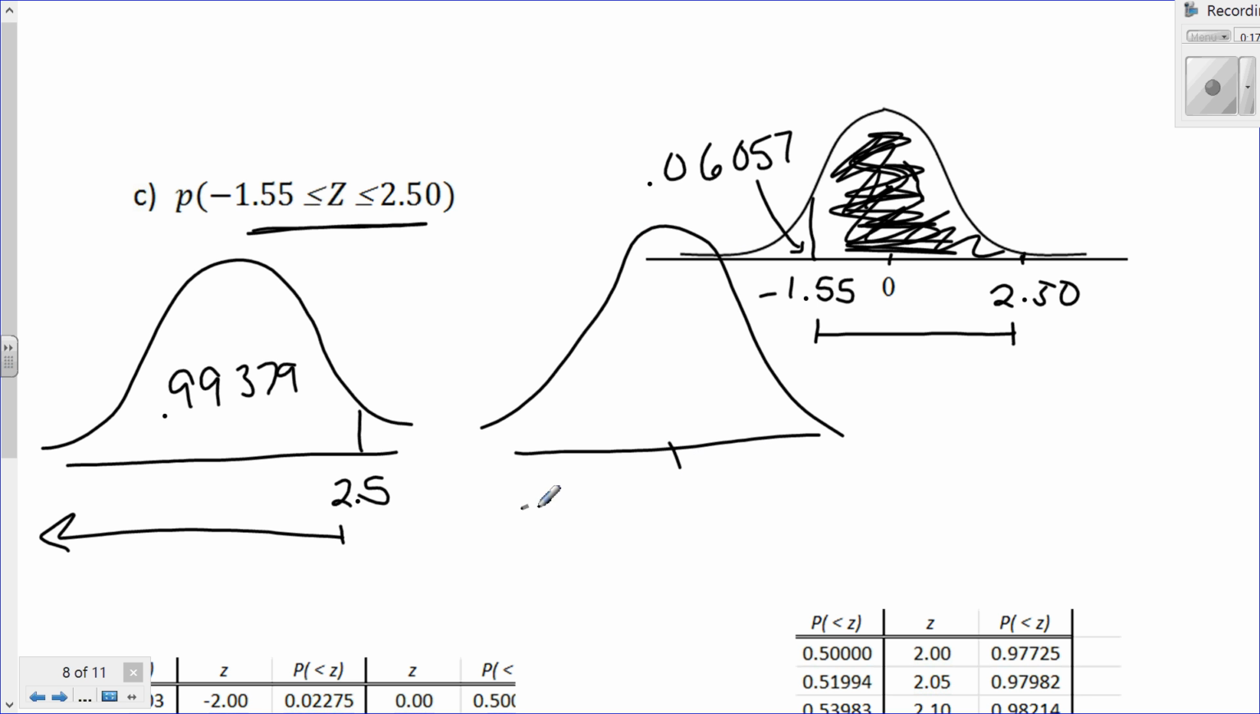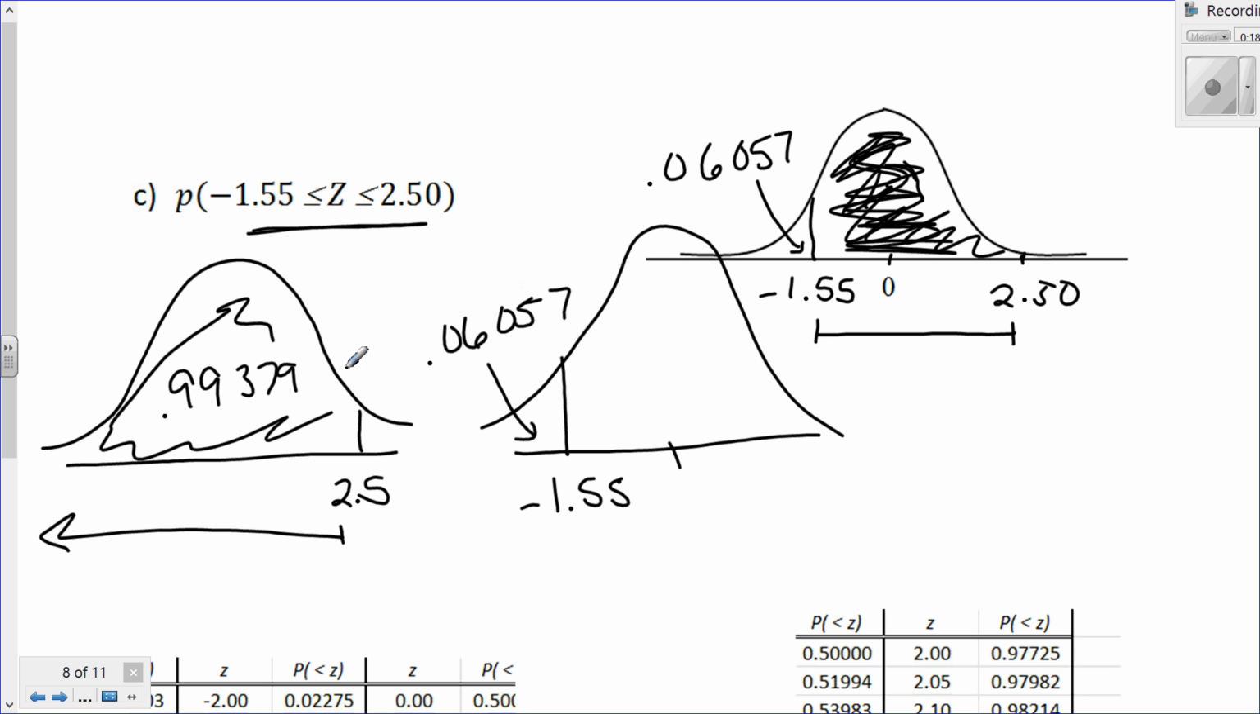Then when I look up the negative 1.55, that's this area here, 0.06057. So I've got this area, I've got this area, and what I want is the area in between.